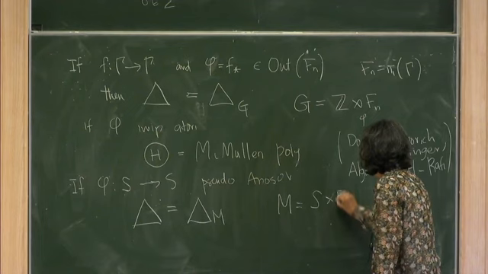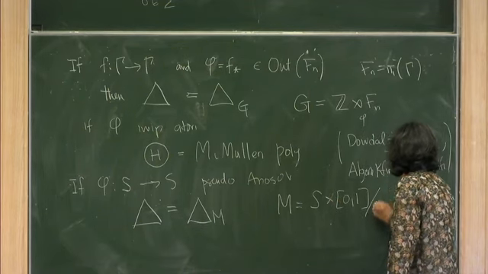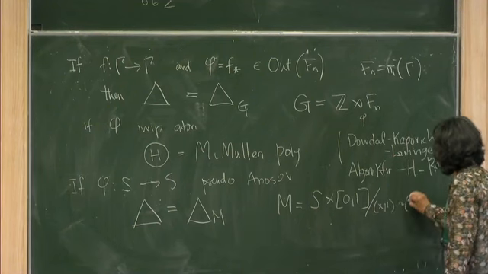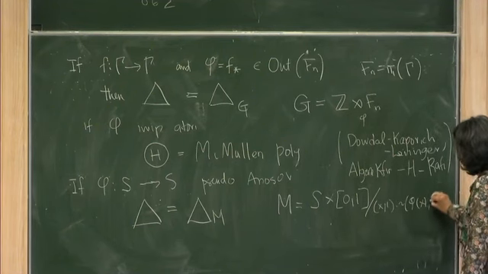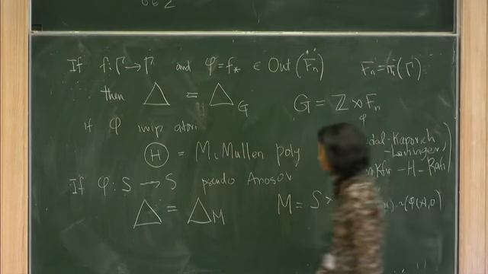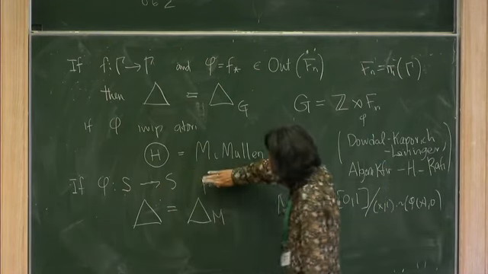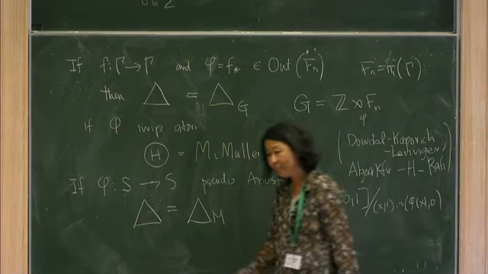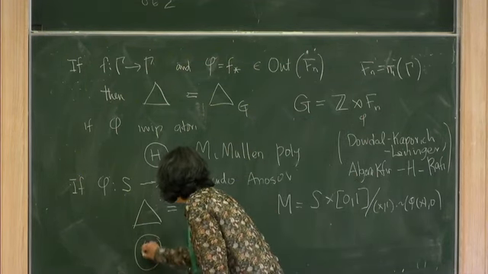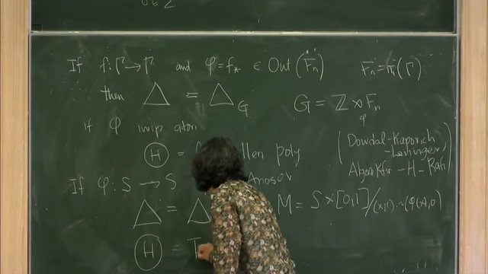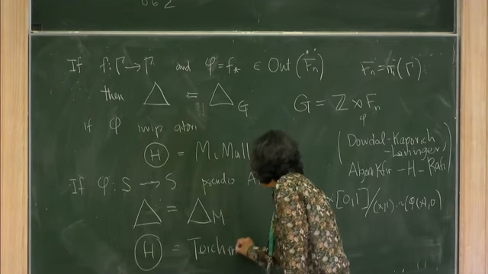And well, actually, I didn't need the pseudo-Anosov for this. And then for the pseudo-Anosov, if you have theta, it is the Teichmueller polynomial, defined by McMullen.